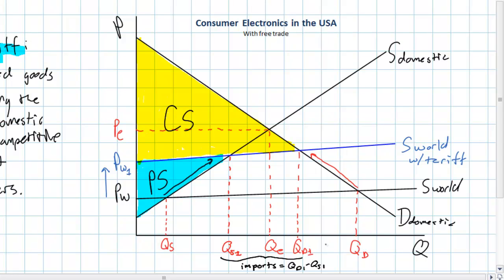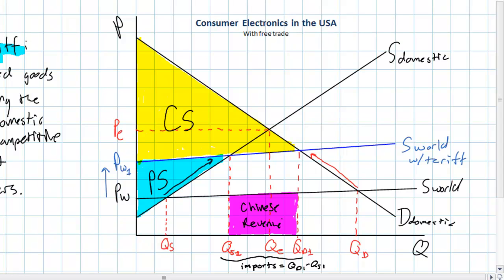What about Chinese producers? How much revenue will they enjoy now? Recall that previously the area of revenue was a large purple rectangle. Well, now the area of producer revenue in China is going to be a smaller purple rectangle. Since only QS1 to QD1 electronics will be imported, and the world price of PW is what Chinese producers will receive, the area of Chinese producer revenue is now a smaller rectangle. So Chinese producer revenue is now much less. Chinese producers are definitely worse off.